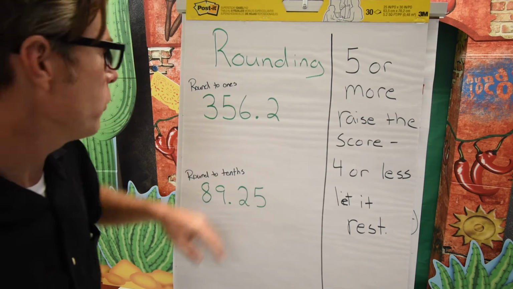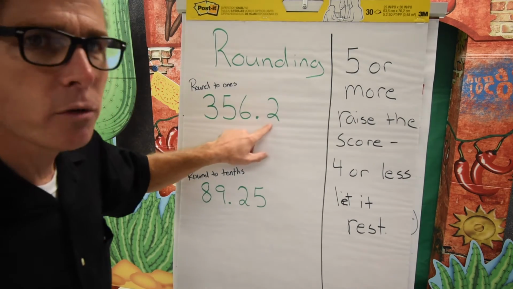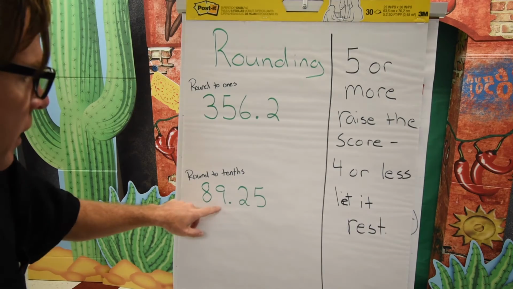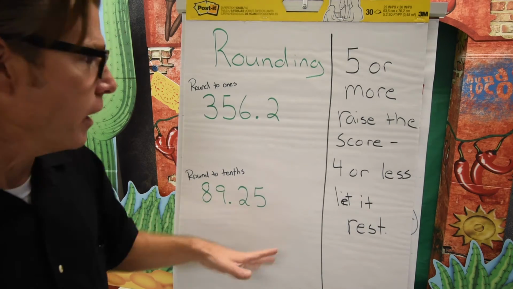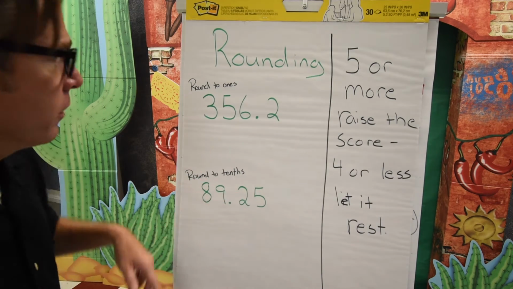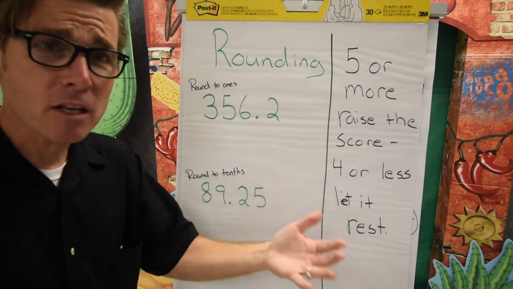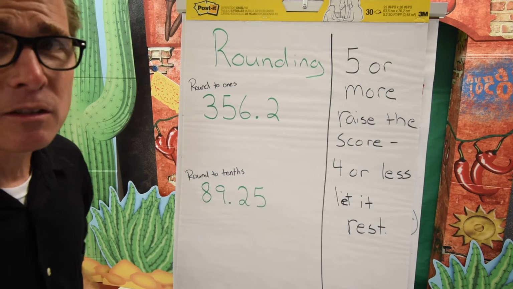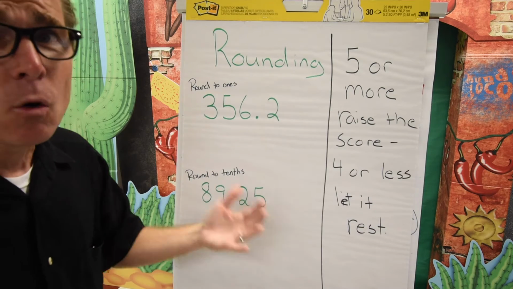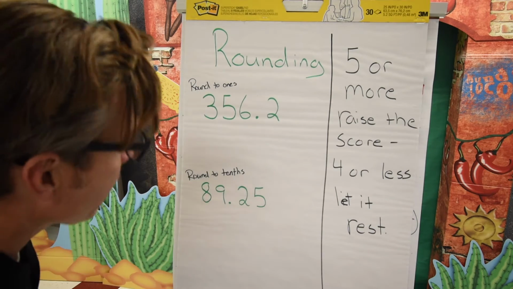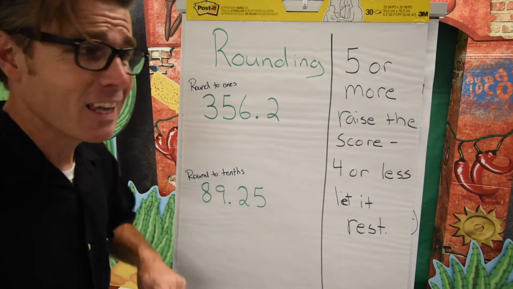So we're going to be rounding two numbers. One's going to be 356 and 2/10, and one's going to be 89 and 25 hundredths. Our instructions are to round to the ones and round to the tenths. So it's going to be crucial that we know where those places are. Without knowing where those places are, we don't know where to start. Let's underline the number that's in those places.